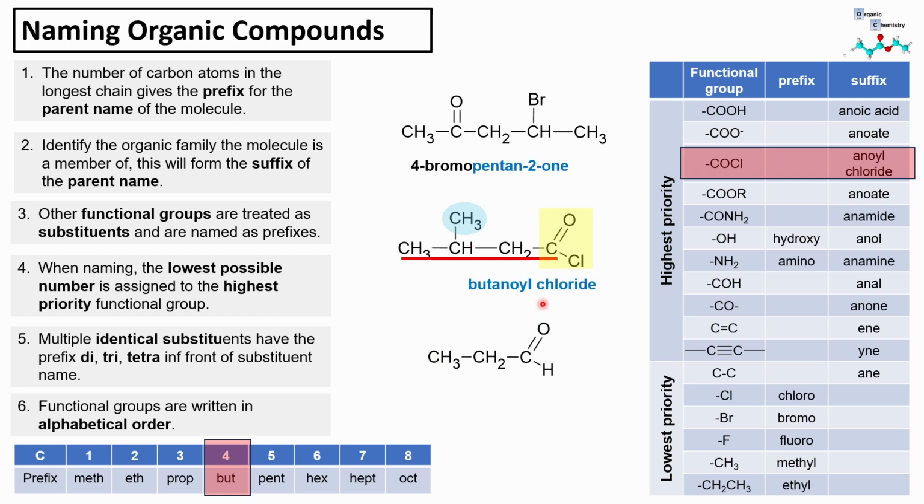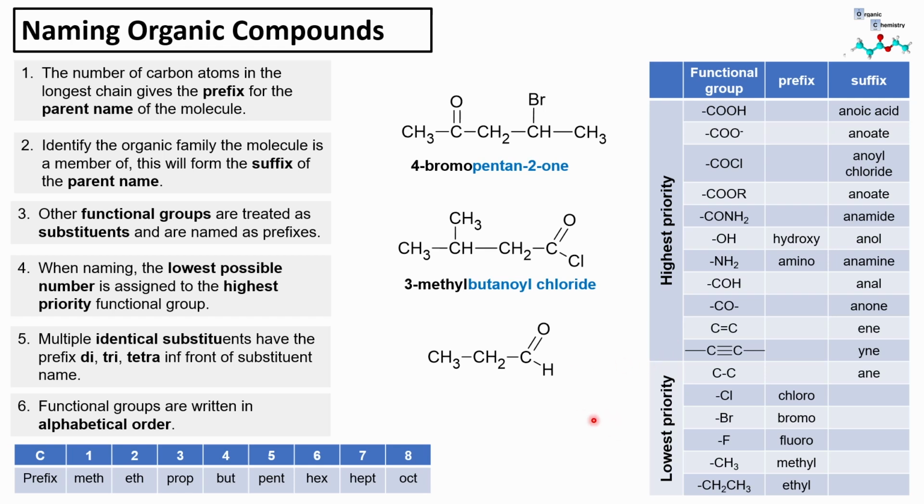That's the parent name, but we have this substituent coming off, and it's coming off the 1, 2, 3, the third carbon, because remember we started at 1, the most important functional group, for the first number. So we have 3-methylbutanoyl chloride. Okay, let's have a look at the last one here.